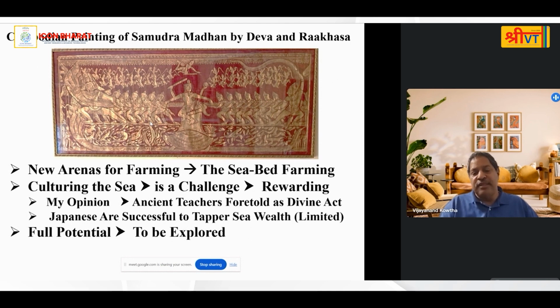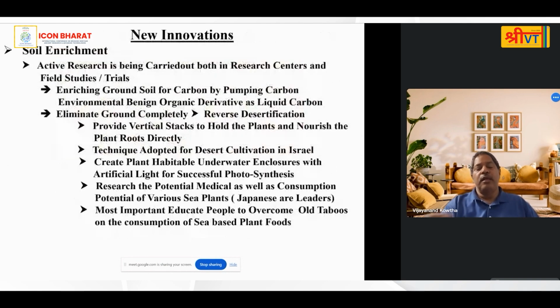So doing sea culture is challenging, but it's heavily rewarding. It's not just the fruits from the sea, but also amazing nutrients that we can potentially tap. So these are full potentials that are yet to be explored. These are the areas that we will be pushing. And of course, these new areas for soil enrichment are being carried out in research centers and field trials.